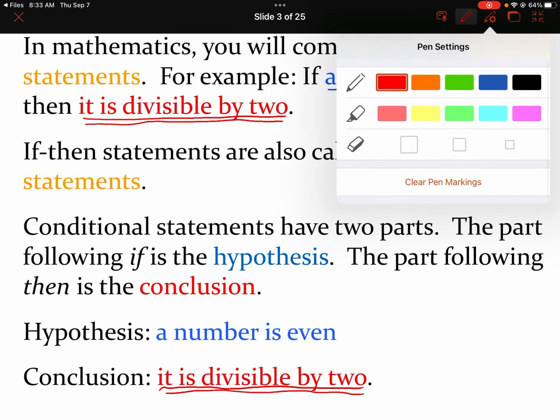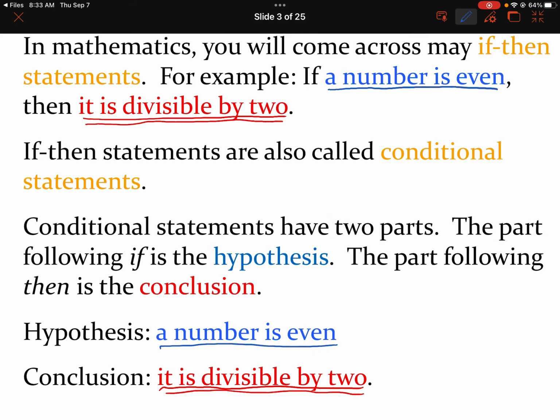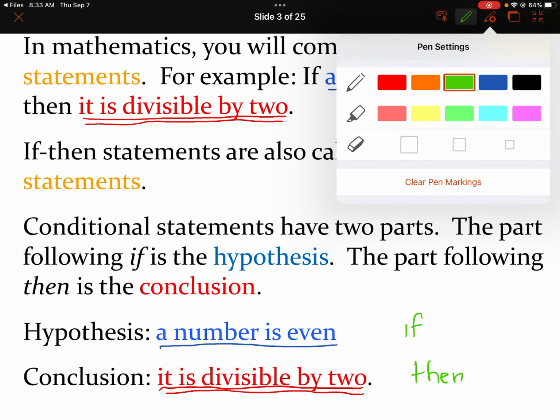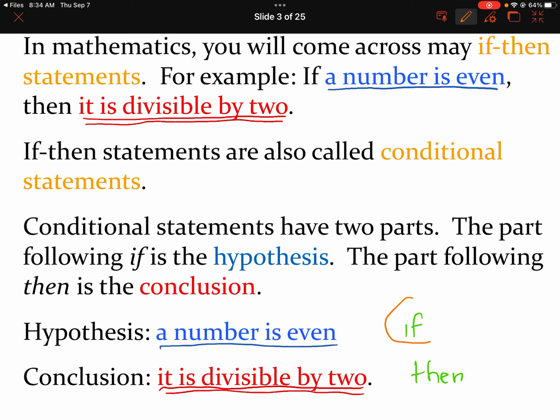You can also identify it just by rewriting it, but that's going to take some time. So underlining is a lot easier, it's quicker, it's more efficient. Underline your hypothesis once, underline your conclusion twice. Now, here's a point of emphasis for you. The word if and the word then just indicate where the hypothesis and the conclusion live. The word if is not part of the hypothesis. The word then is not part of the conclusion.